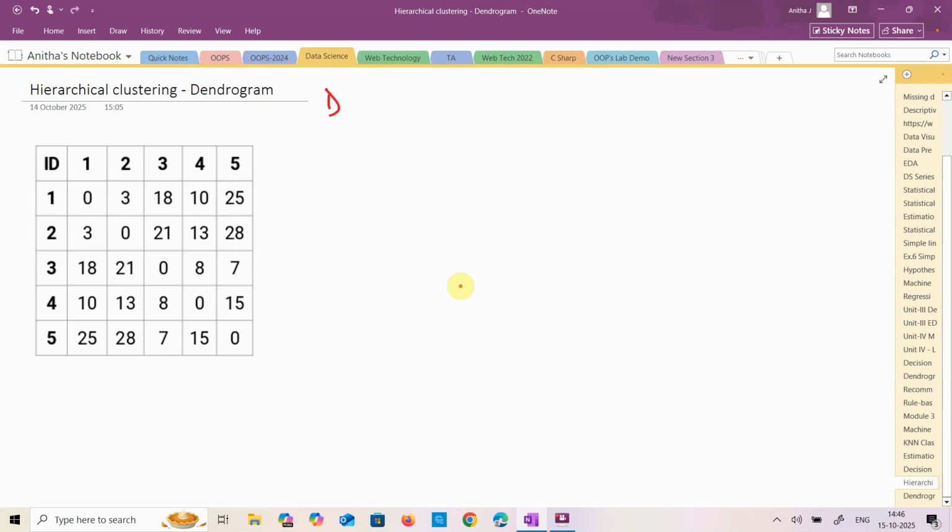There are two approaches. One is called the top-down approach, also known as the divisive method. Here initially all data points belong to a single cluster. In every iteration the cluster gets split. At the end, each and every single data point belongs to its own cluster.